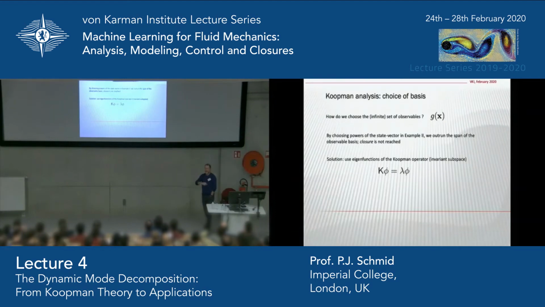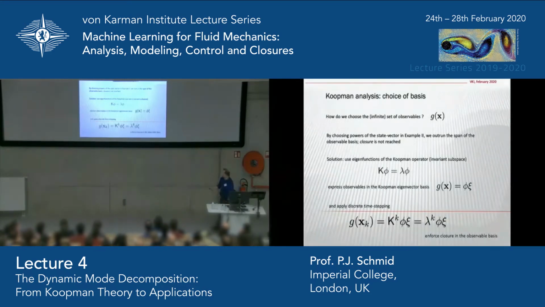So if we express something in phi, then by applying the Koopman operator, by stepping our scheme forward in the observables, these things will always stay within the same basis. That's why we call eigenvectors the invariant subspace. It is invariant under action of the Koopman operator. Okay? So they do the magic trick.